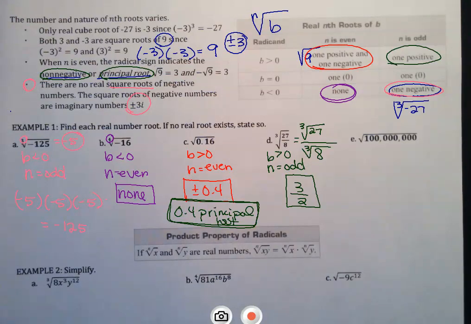All right, the last one. The square root of 100 million. So B is greater than 0, just a little bit. Our N is what? We don't care if it's positive, we care if it's even or odd. Even. Okay, good. Is it 10,000? It should be 10,000. So plus or minus 10,000. Again, what would the principal root be? 10,000. Okay, good. Very nice.